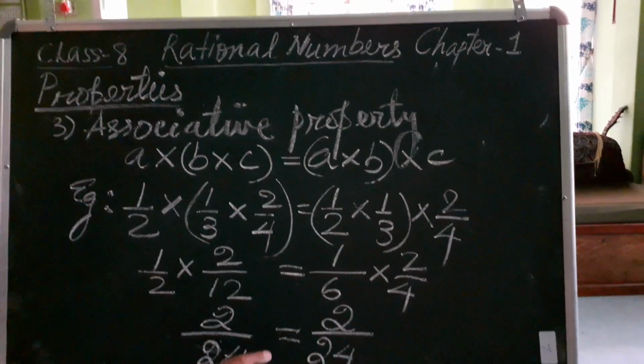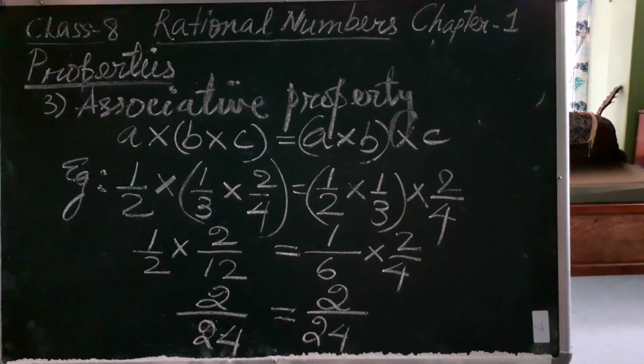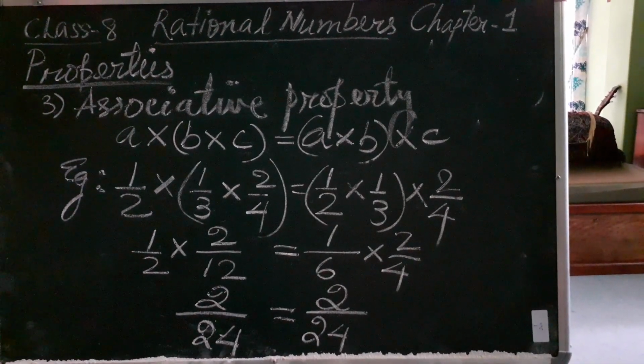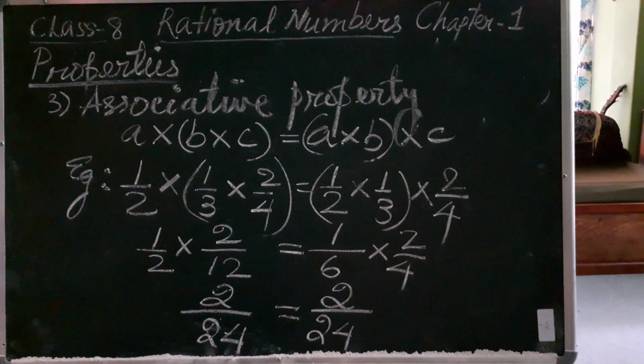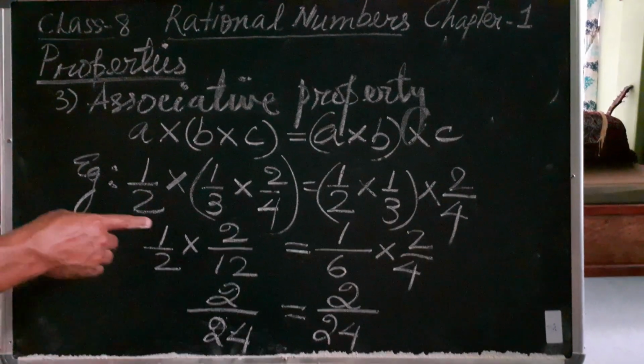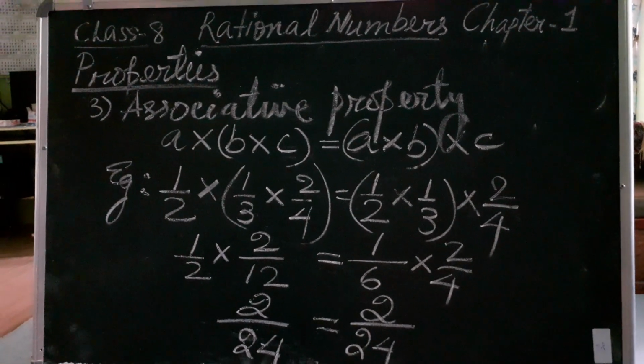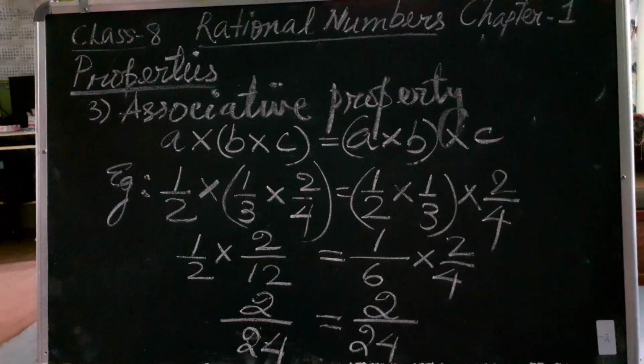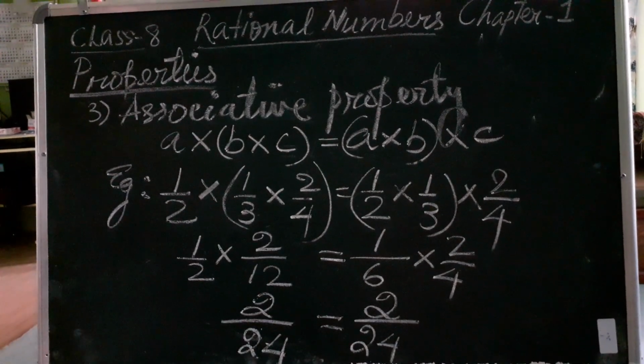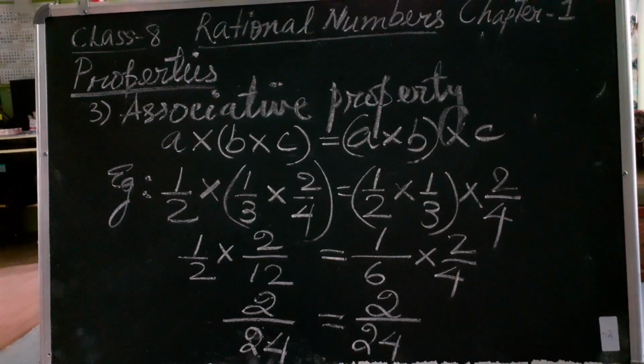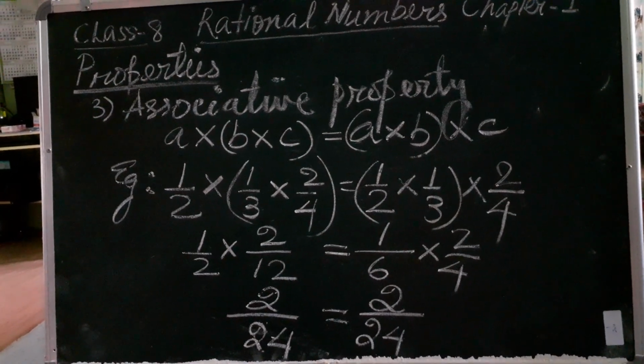So left hand side and right hand side are equal. This means that if you change the grouping of rational numbers while multiplying, the product remains the same. This is called the associative property of multiplication.